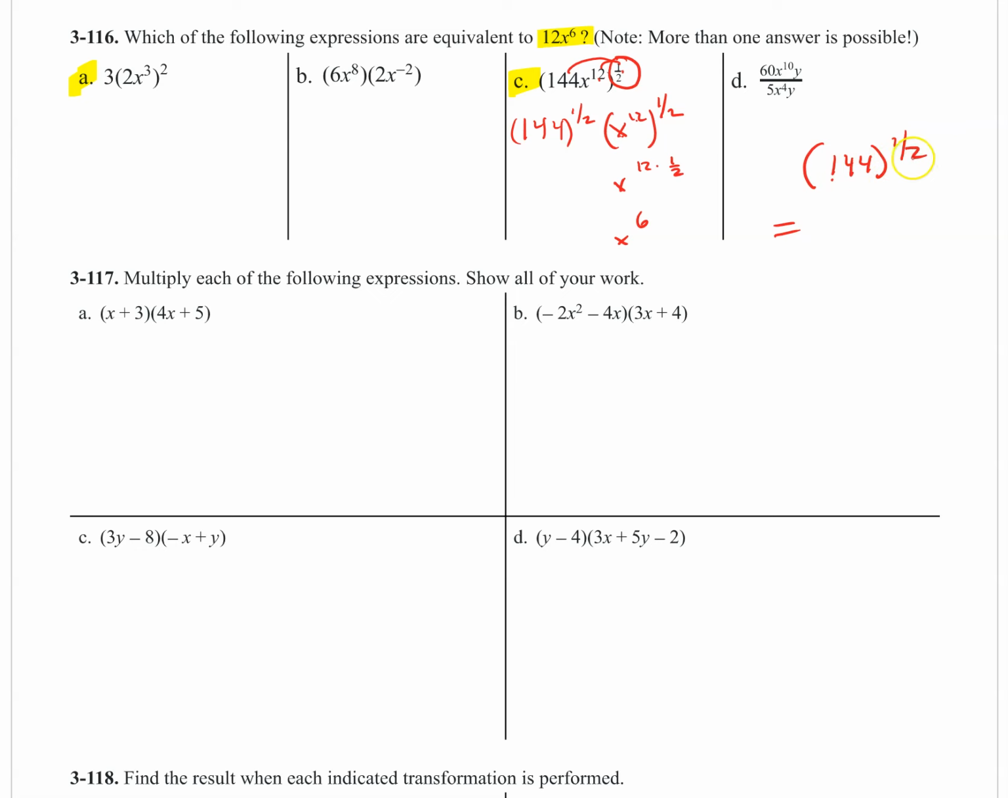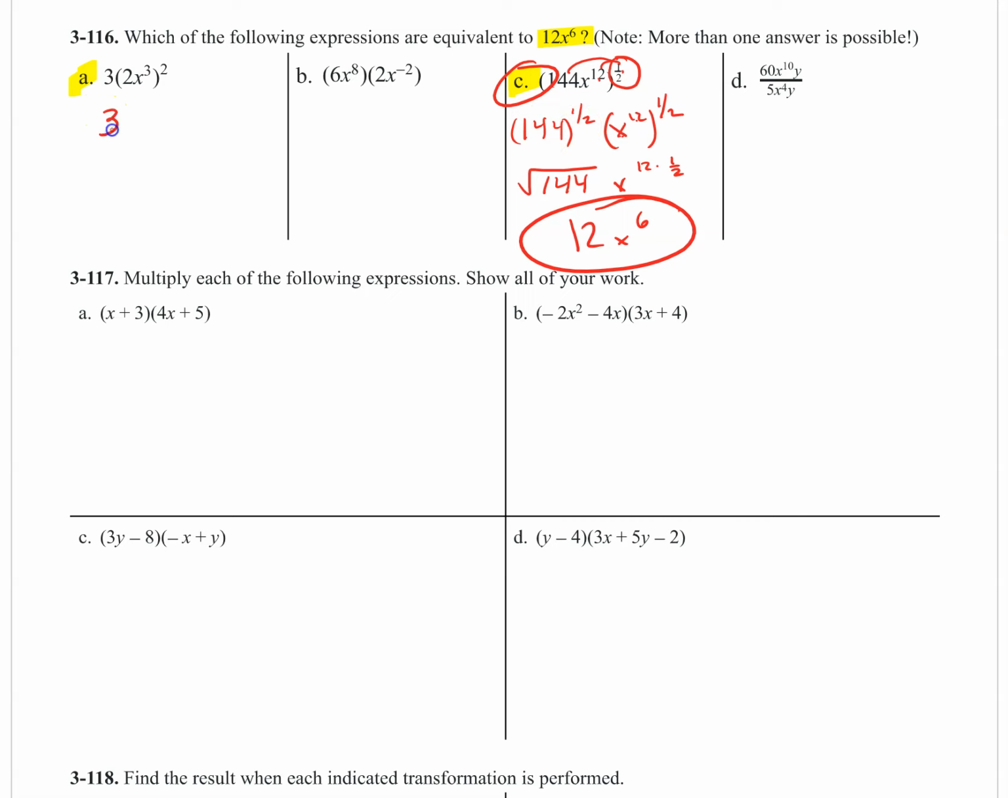If you have a number raised to the power 1/2, you can rewrite it as square root of that number. So we'll rewrite this as square root of 144. And the square root of 144 is 12. So 12x to the power 6. Don't worry about this 1/2 square root thing. That's integrated math 2.